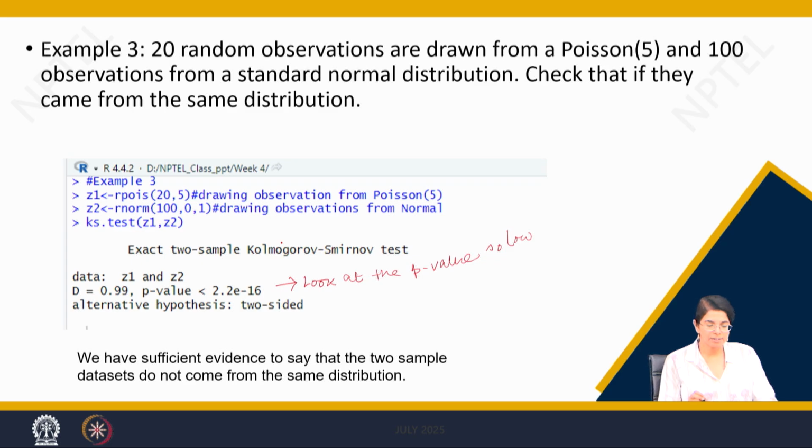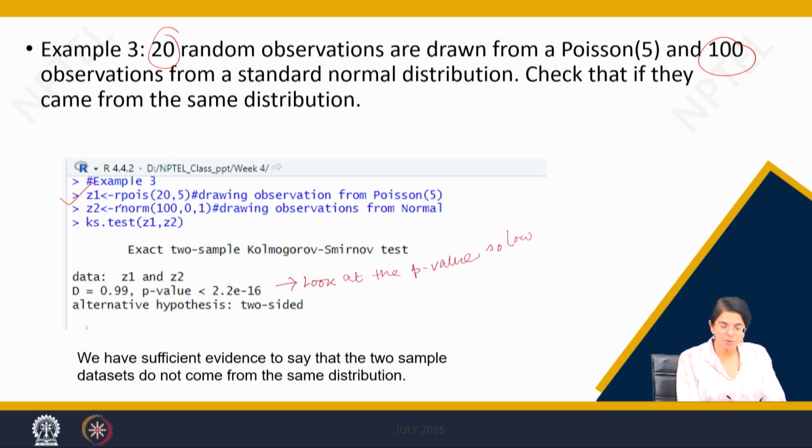Similarly, example 3: 20 random observations are drawn from a Poisson distribution with lambda equal to 5, and 100 observations from a standard normal distribution. Check if they are coming from the same distribution. So first you need to extract 20 random observations from the Poisson, and then 100 observations from the standard normal distribution. See, the numbers 20 and 100 don't matter in the comparison between these two distributions, right?